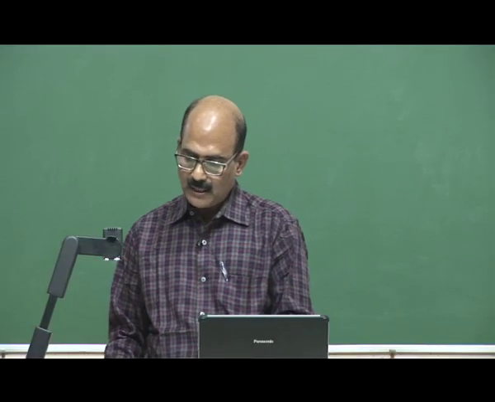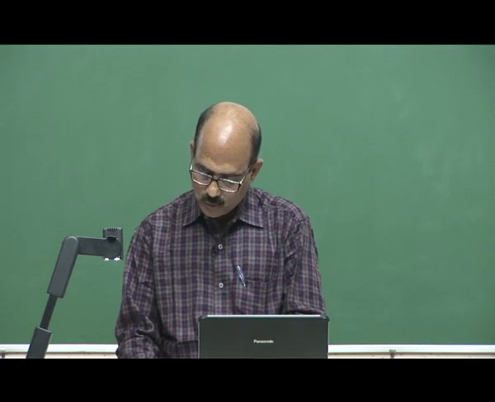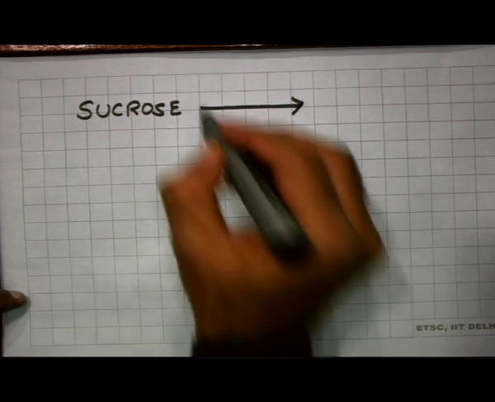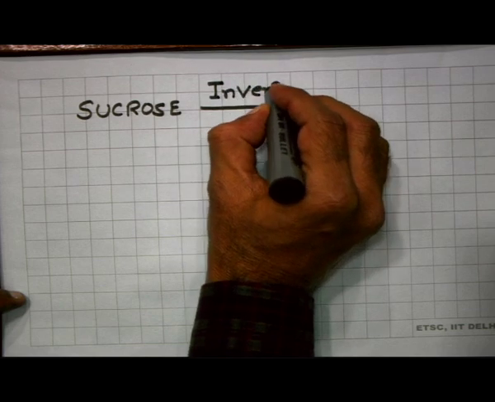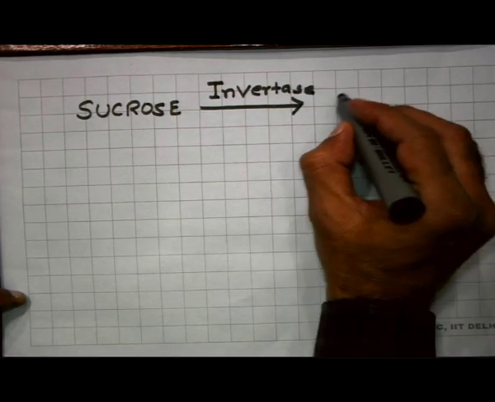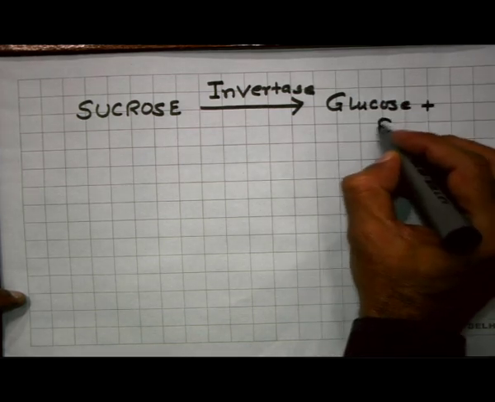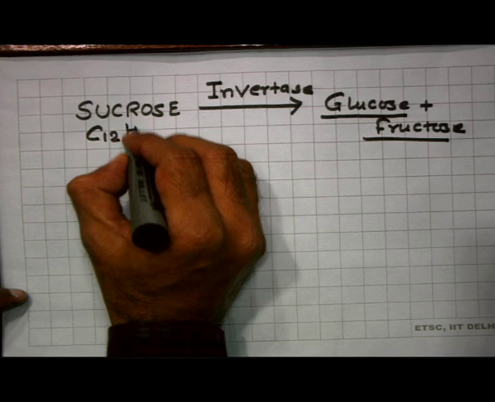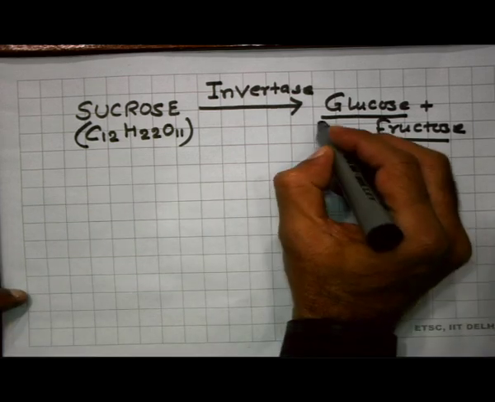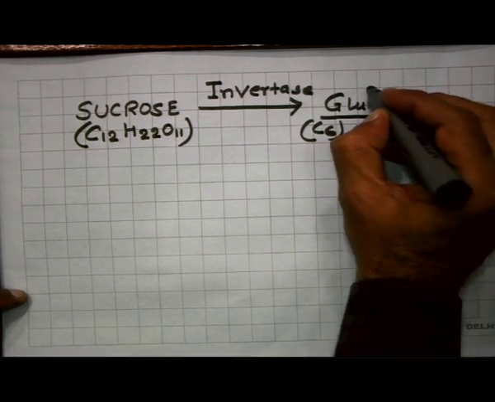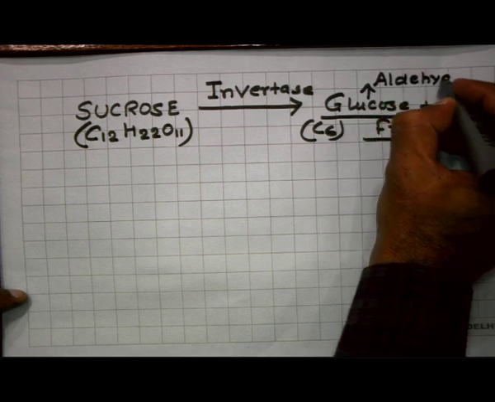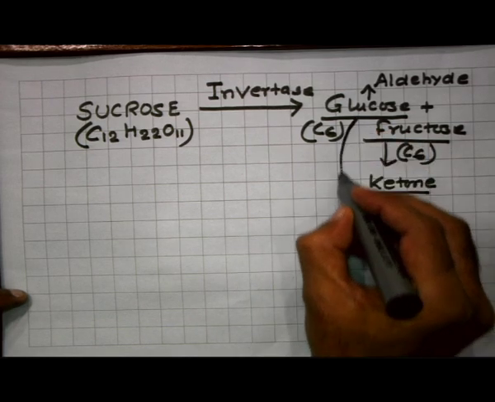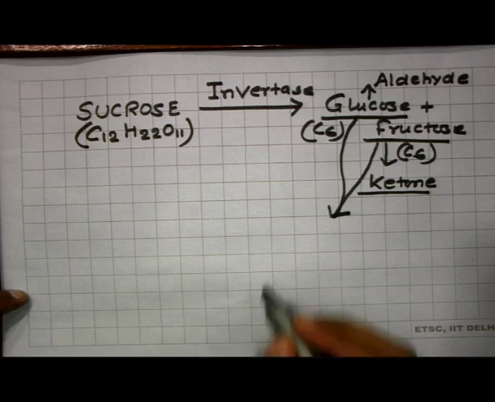In the sequential reactions of glycolysis, firstly the sucrose, which is the product of photosynthesis, with the help of the enzyme invertase is converted into glucose plus fructose. Both are 6 carbon compounds; it is a carbon 12 compound converted into C6 and C6. Glucose is the aldehyde molecule, fructose is the ketone molecule. Both glucose and fructose enter into the glycolytic pathway.